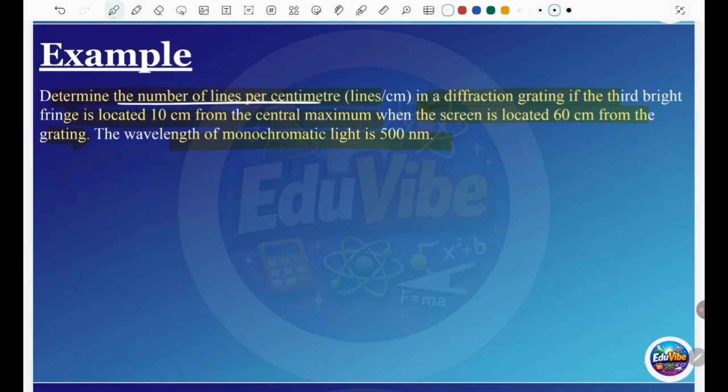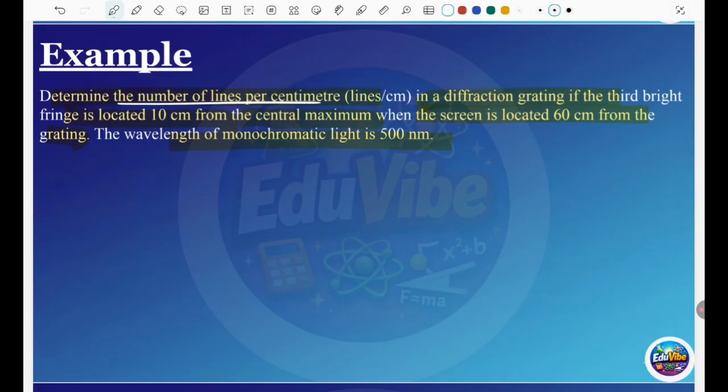They mentioned that we have to find the number of lines. When light is passing through the diffraction grating, there are the lines. They are not a particular amount; they depend on the light source we have, like sunlight or white light. It depends on the light how many lines you get. So we have to find the number of lines per centimeter.